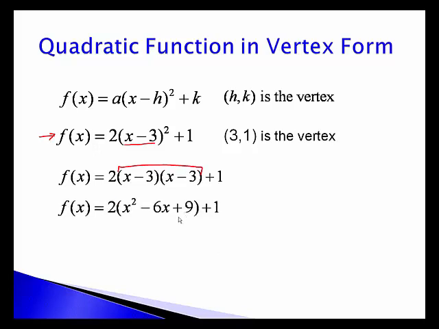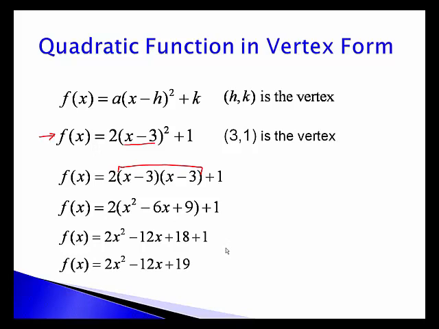That would give me 2 times x squared minus 6x plus 9, and you still have that plus 1 hanging out there. Distribute the 2, and I would get f of x is equal to 2x squared minus 12x plus 18, and I still have that 1. So my final answer would be 2x squared minus 12x plus 19.